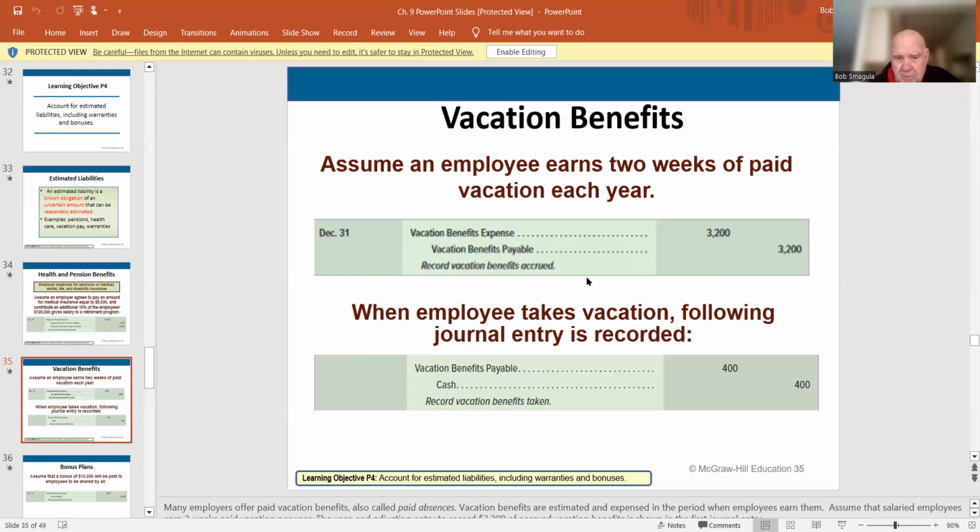Well, what happens when the person goes on vacation for 2 weeks or 1 week here? Well, not a problem. We've already recorded the vacation expense. Now we just have to use the accrual we set up, the benefits payable. We debit that for $400. We credit cash for $400. Record the vacation.